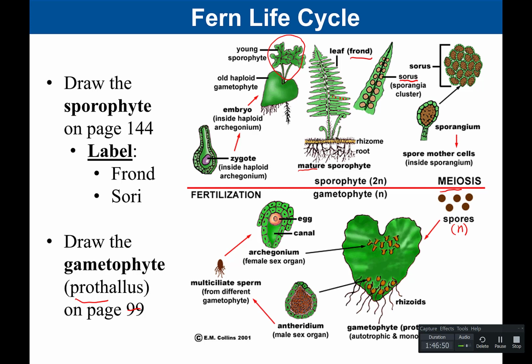So you need to draw the sporophyte, which is the frond with the sori, and label the frond and the sori. The frond is the whole leaf. The sori are the spores. And then you want to label and draw the gametophyte. So again, up top is the archegonium. On the bottom is the antheridium. And so you're going to draw that in your lab.